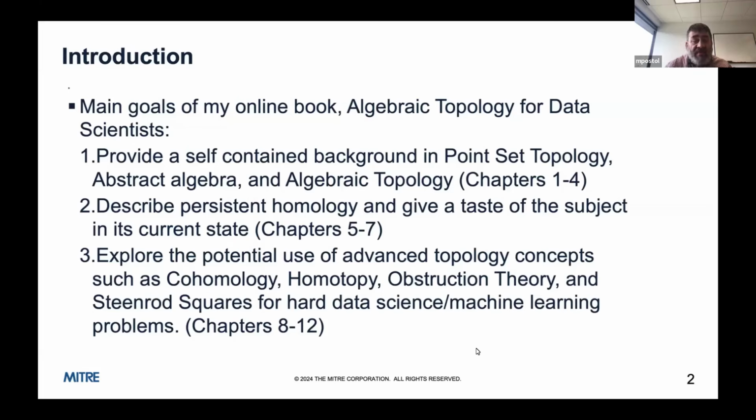I thought, first of all, really give the background. Not everybody who calls themselves a data scientist would have had a class in point set topology or abstract algebra, let alone algebraic topology. So if the first page of a paper talks about a quotient group and you don't know what that is, this would give the background for it. And then try to talk about persistent homology, give a taste for the subject, especially a big section on my time series stuff.